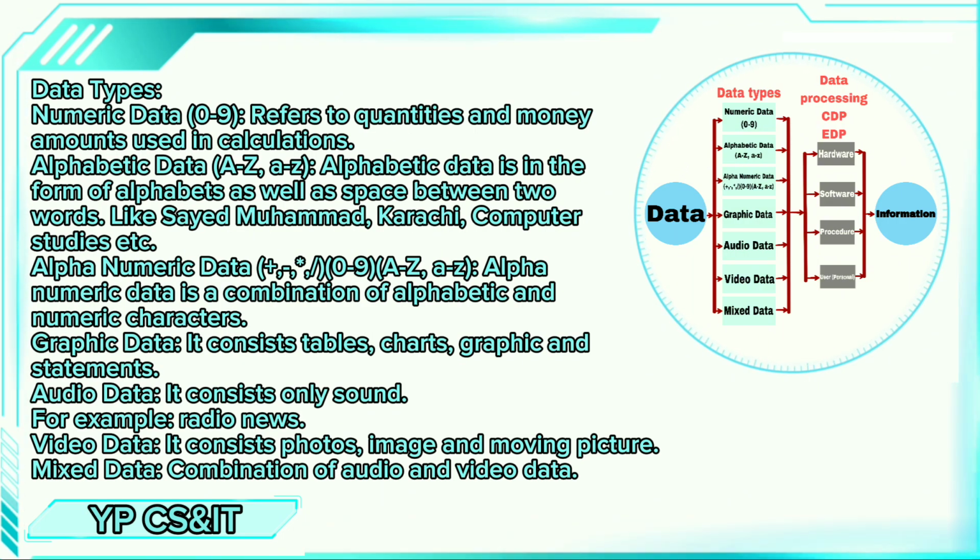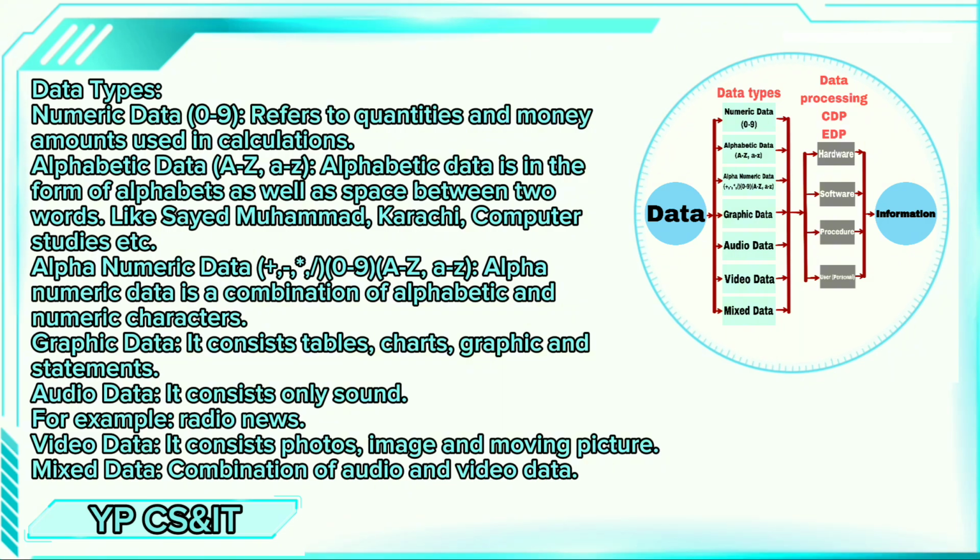Data types. Numeric data, 0 to 9, refers to quantities and money amounts used in calculations. Alphabetic data, A to Z. Alphabetic data is in the form of alphabets as well as space between two words, like Syed Muhammad, Karachi, computer studies etc.